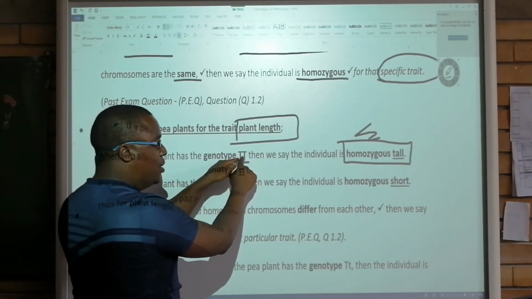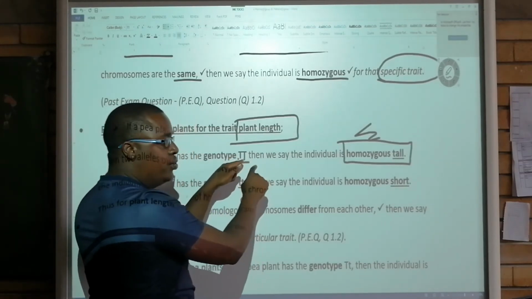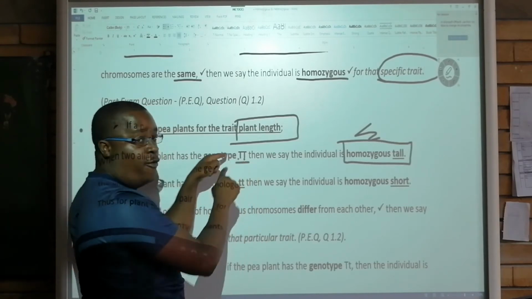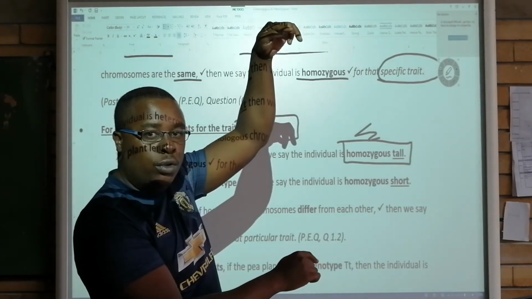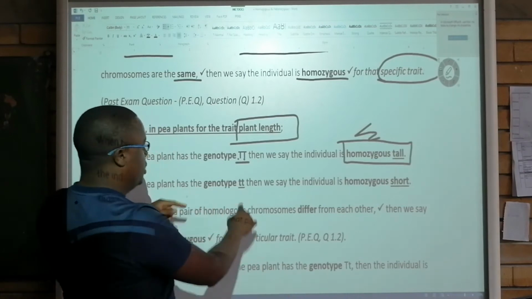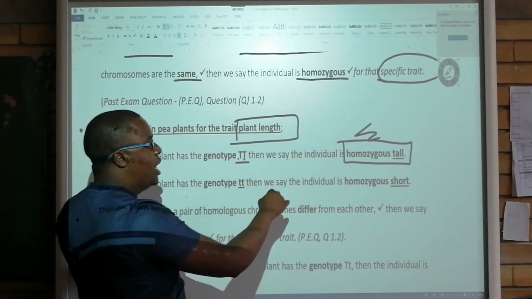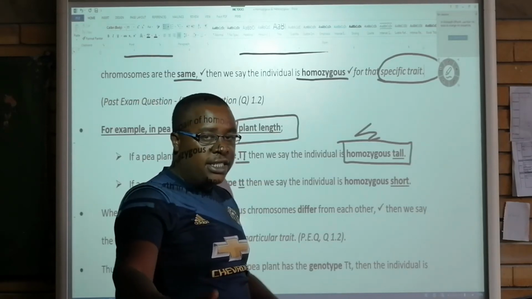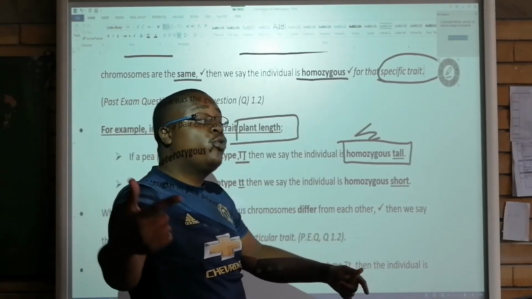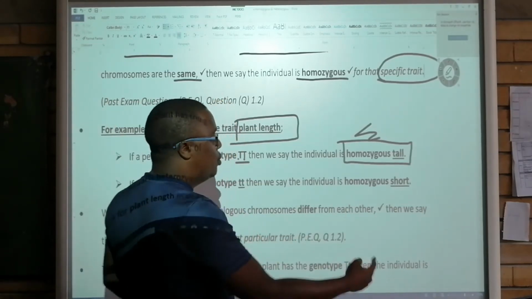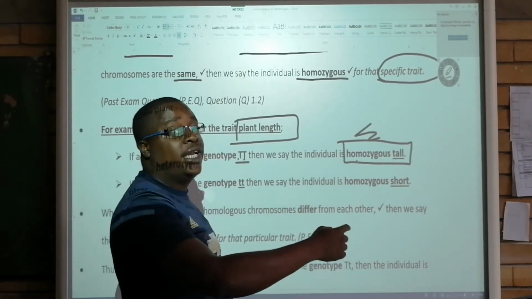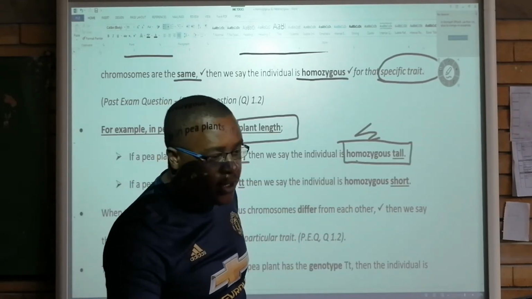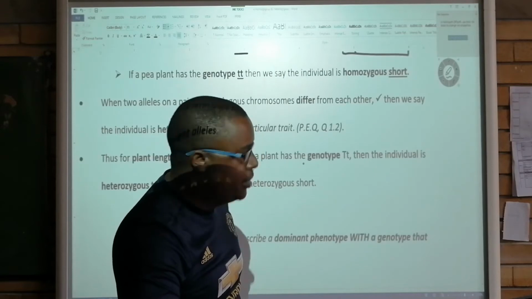And these two alleles are giving you the form of tall in pea plants. So these two alleles, because they are the same, they are homozygous. And what are they giving us? They are giving us the characteristic, the phenotype, what? Tall. And because of that, we say that it is homozygous tall. Right. I hope you get it.